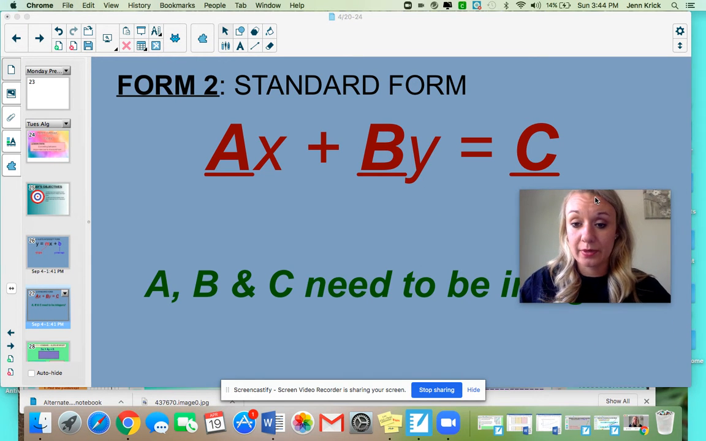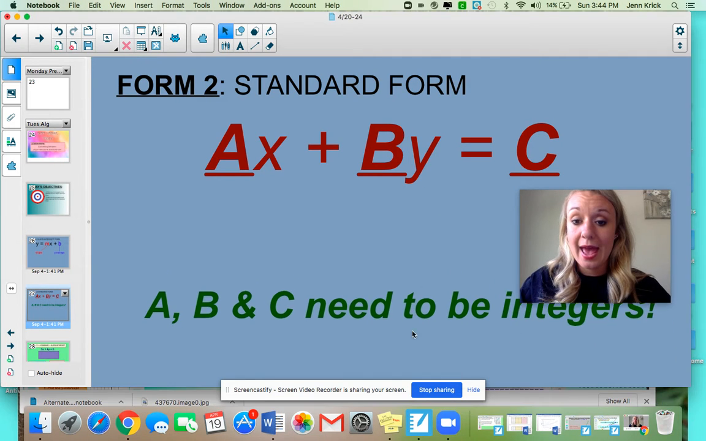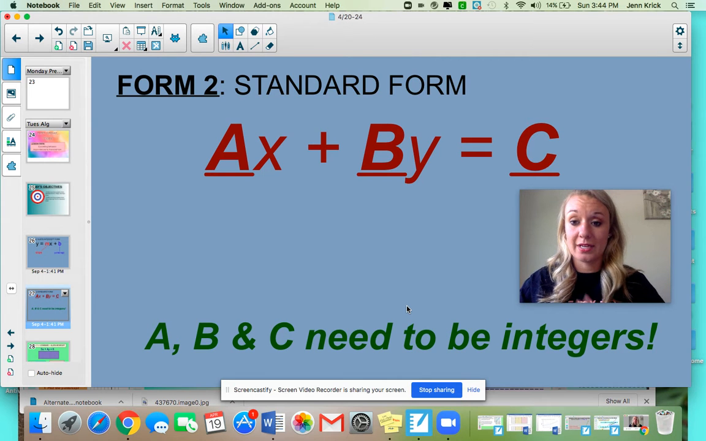When we talk about standard form, though, this one looks a little bit different. It's ax plus by equals c. A, b, and c have to be integers. You may not have any fractions for it to be in standard form. So slope-intercept form, that's totally fine. But with standard, you may not have any fractions. They all have to be integers throughout.